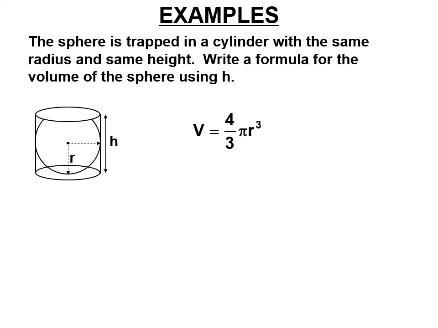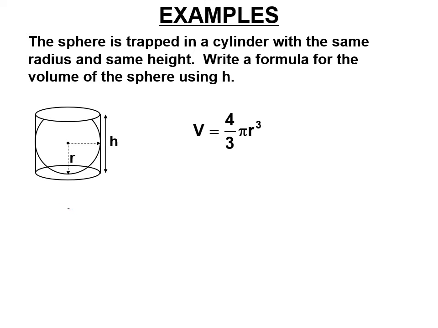The sphere there is trapped in a cylinder with the same radius and height. Write a formula for the volume of the sphere using h. So we're going to replace one of the radii with h, and you'll see that here.